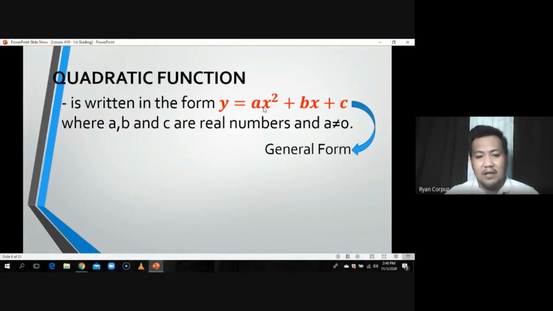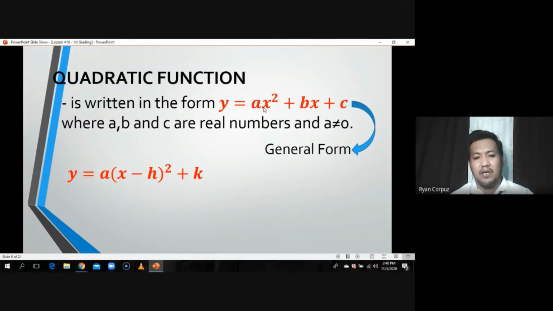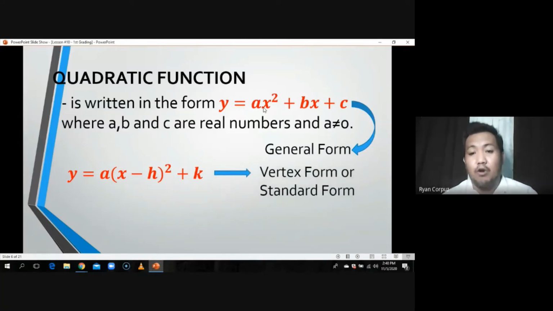So we call that the general form of the quadratic function. Then another equation here is in the form y is equal to a times the quantity x minus h quantity squared plus k. That is what we call the vertex form or standard form of the quadratic function. Take note, we have the general form, y is equal to ax squared plus bx plus c, and we have the standard form, which is also known as the vertex form, y is equal to a times the quantity x minus h quantity squared plus k.